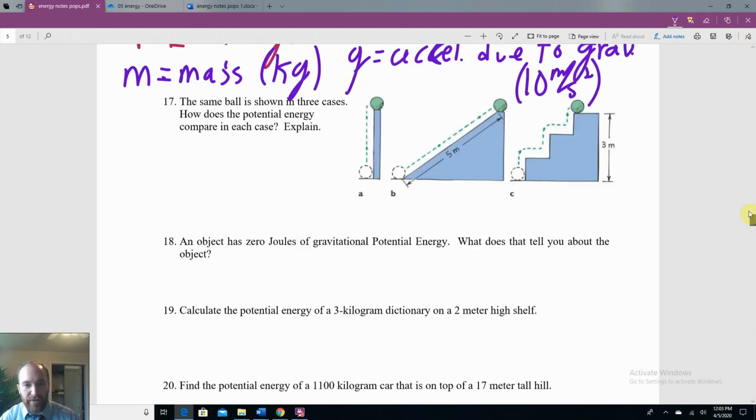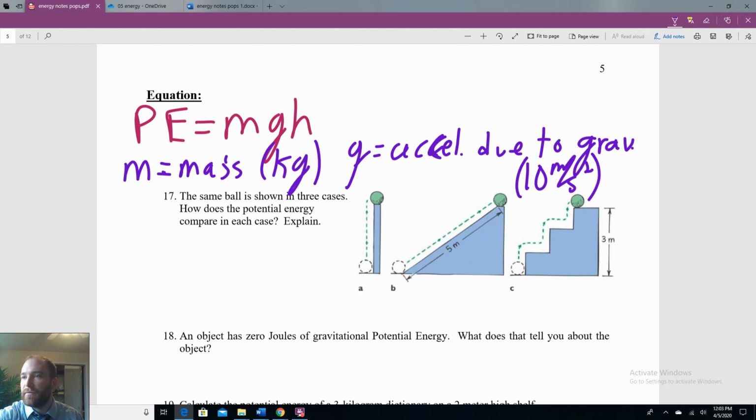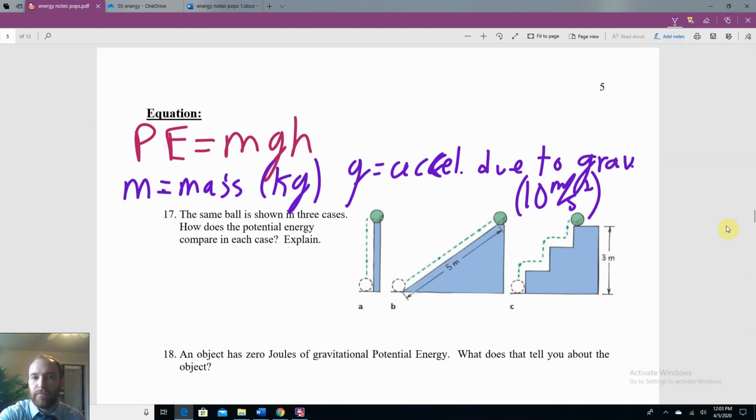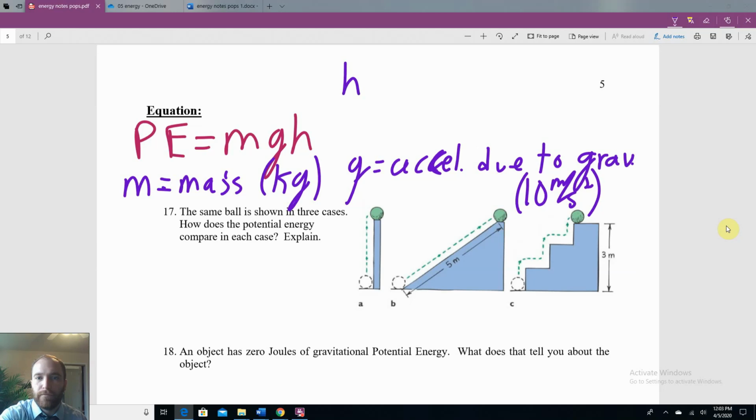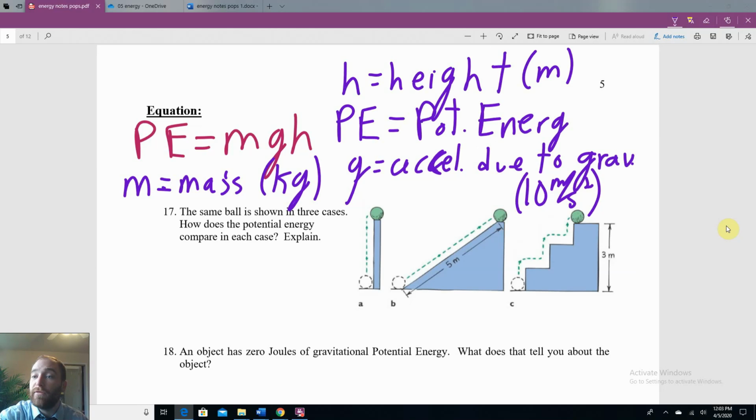Which leaves H. We said that potential energy is related to height, so H is going to be our height. In physics class, we're always going to measure height in meters. And then last up is PE, which stands for, you probably guessed it at this point, potential energy. The unit for potential energy, the unit for all of our energies, is going to be joules. So kinetic and potential both have the same unit because they're both energies. They're both measured in joules.